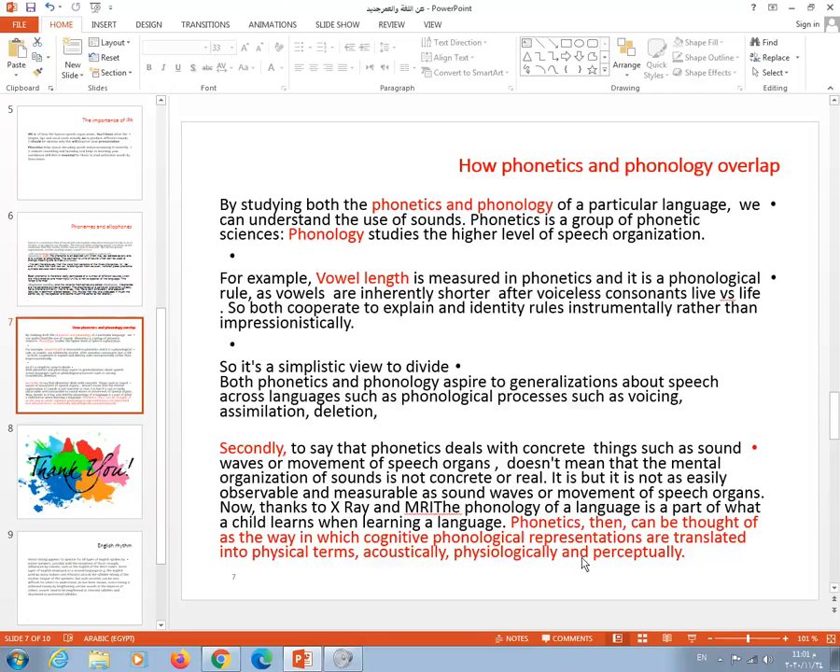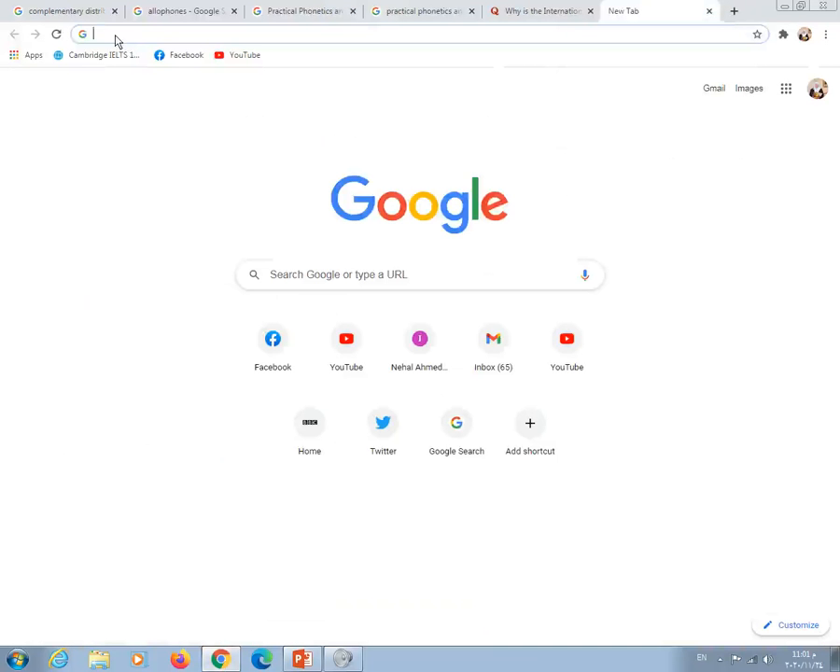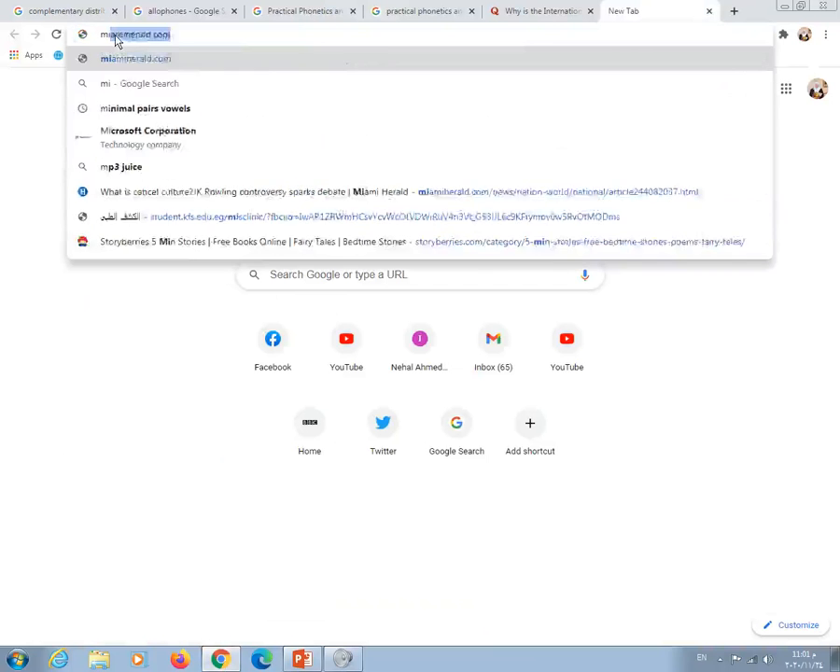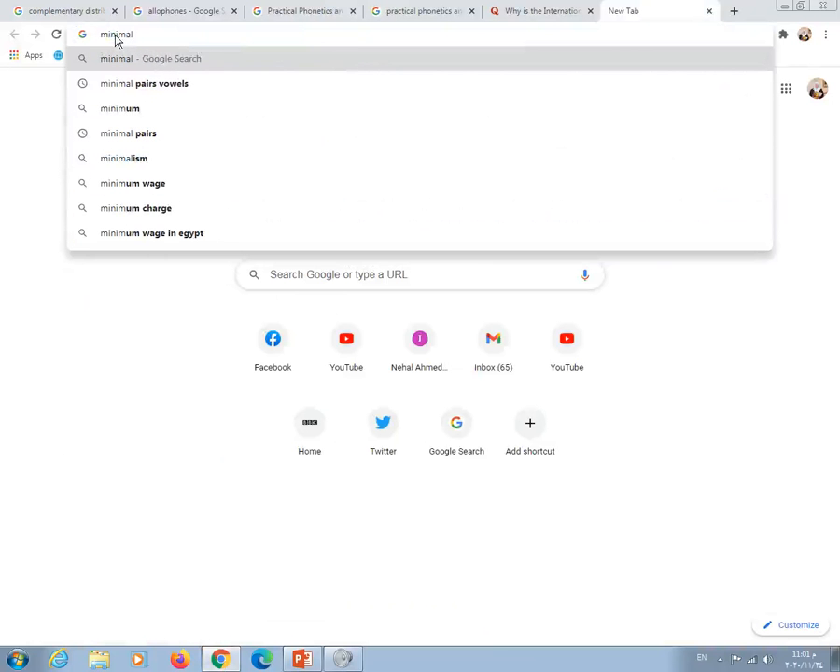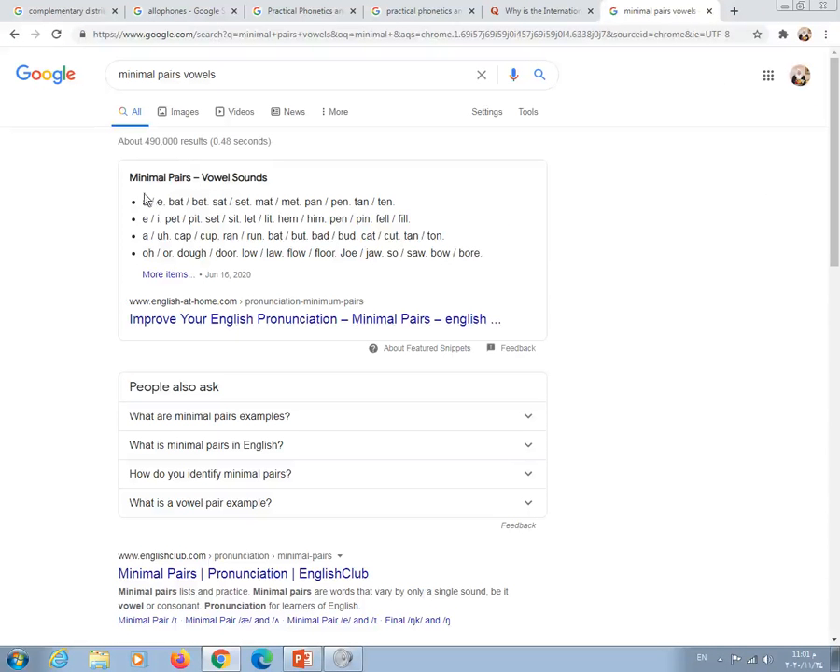You are required here to come up with minimal pairs. For example, with words starting with m and n and so on. Remember that minimal pairs are very important in order to tell us if the changing consonant or vowel is really a phoneme or not. So let's say minimal pairs. Yeah, minimal pairs of vowels. Let's say this. Yes, look at this.